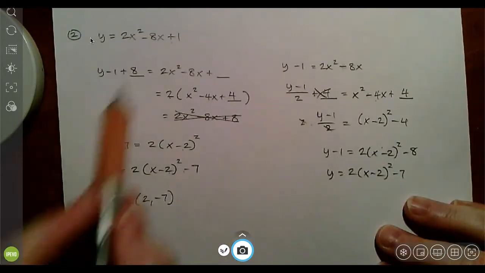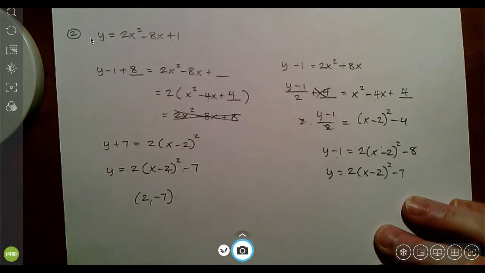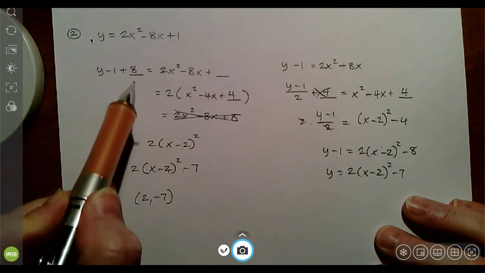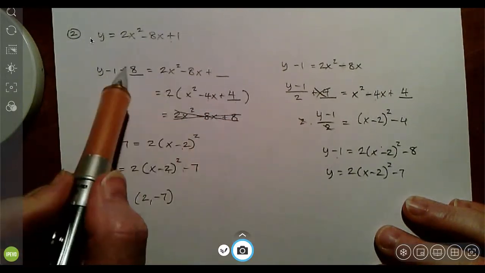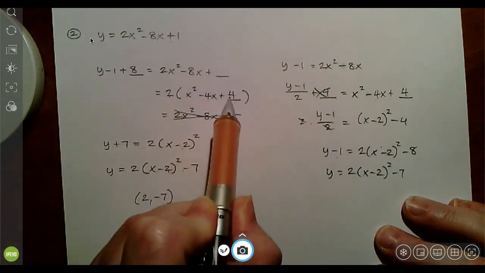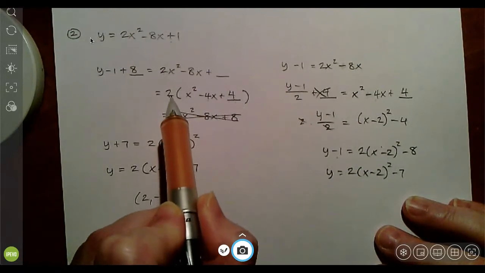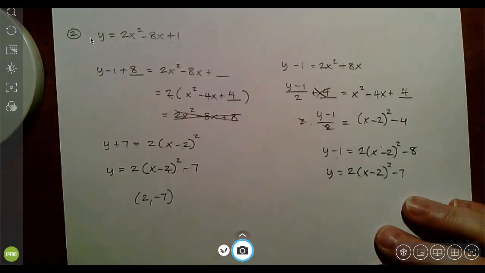Personally, I prefer this method, but it's really, really common if you do it this way to add 4 to fill in both blanks with 4. So just be careful if you're going to do it this way on the left that you realize what you're really adding to both sides. So whatever you put here has to be multiplied by this. That's what you really added to the right side.